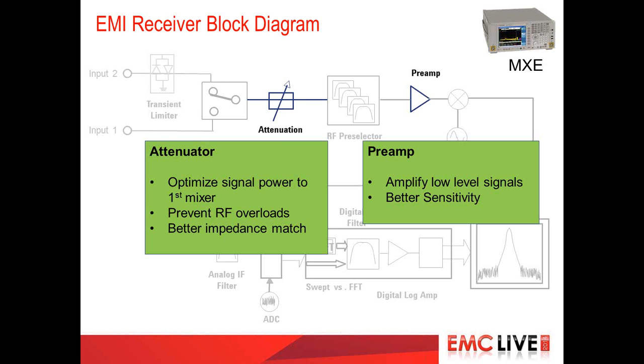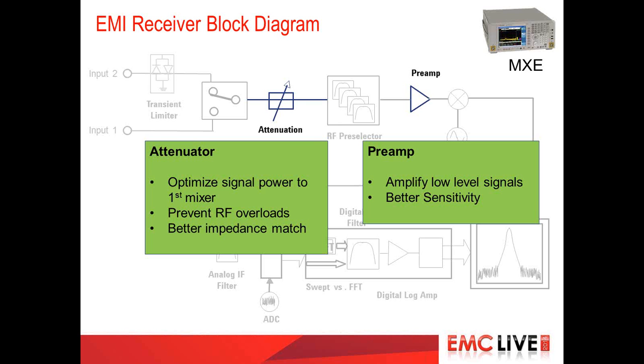Now, if you look to the right, you'll see that there's a preamp listed. Preamps increase the sensitivity of the receiver, so it's very useful for standards that have very low limits defined. One that comes to mind is MIL standard 461. So for MIL testing, some of those limits are very low.